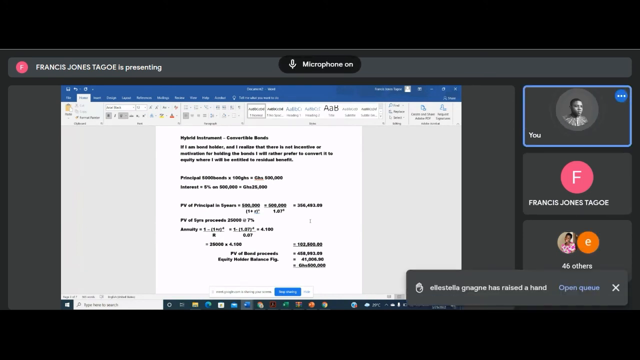So, yes, I'm with you. Okay, so with this one, we are trying to find out whether, when you convert the bond, it will pay you better than not converting it.